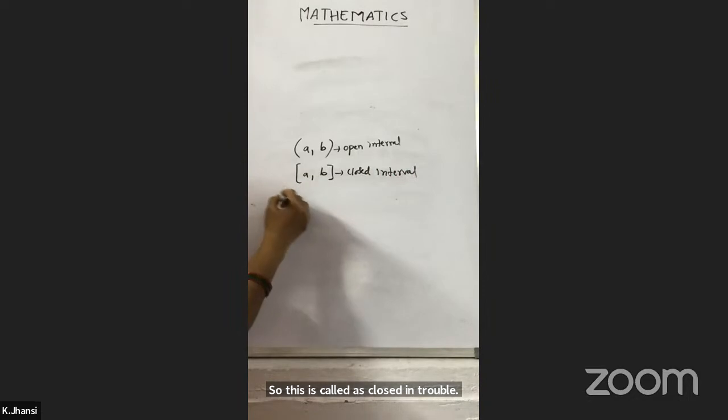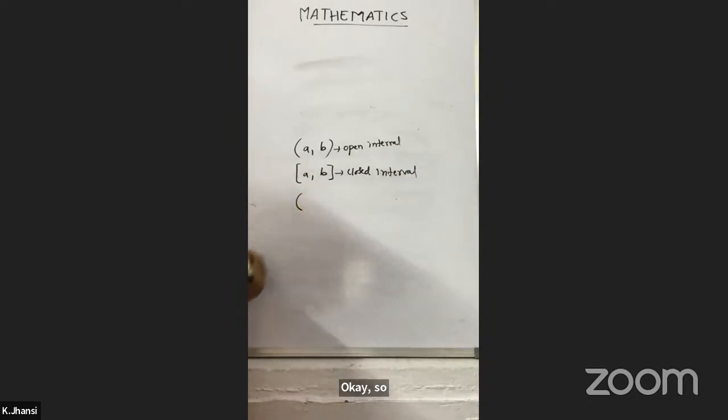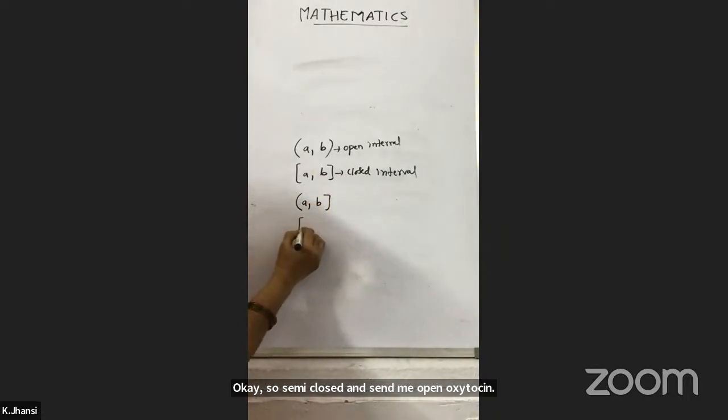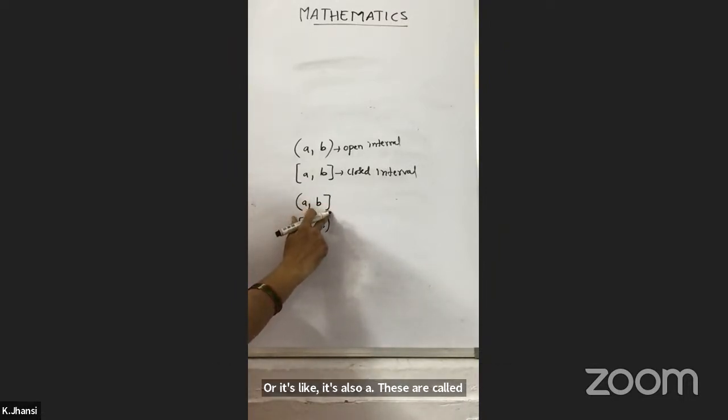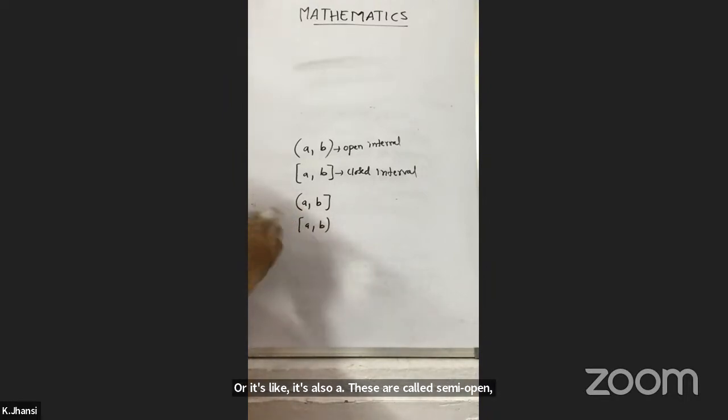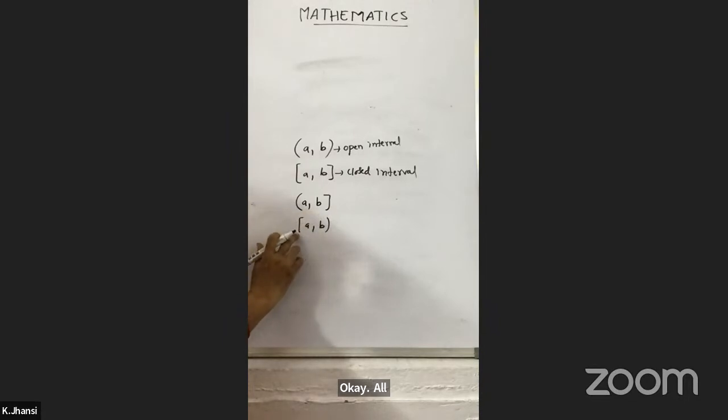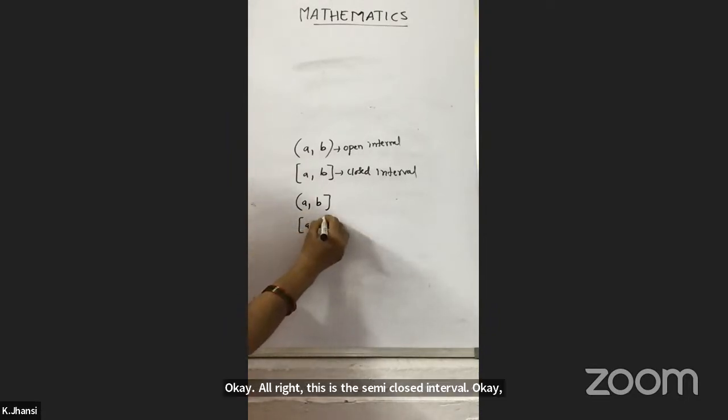Okay. So semi-closed and semi-open means, on one side a round bracket will be there, and on the other side you will have the square bracket, like (a, b]. These are called semi-open, closed. Or else this is the semi-closed interval, [a, b). So this side square is there and this side round bracket is there.